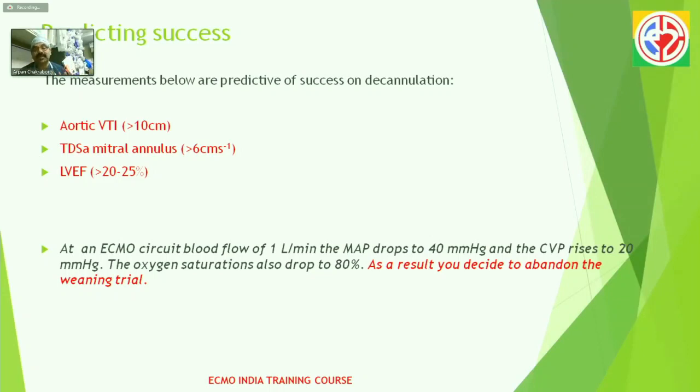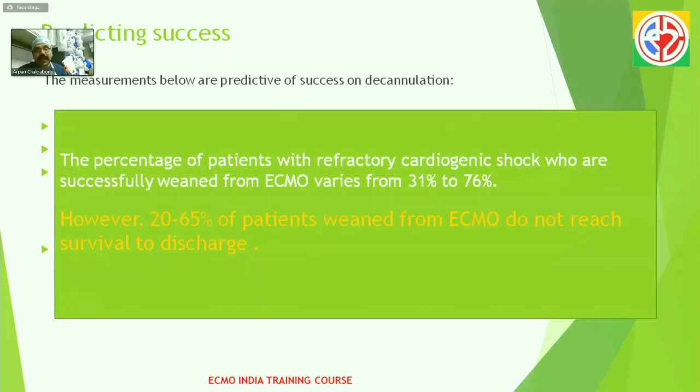You have to keep in mind that the percentage of patients of this kind of shock coming out varies in different centers with different causes. It is 30 to 70% almost. And out of that, 20 to 65% come out of ECMO, but they don't go home because they die, they are lost because of multi-organ failure. So this you have to explain to their family members.